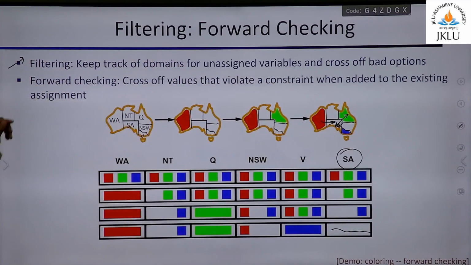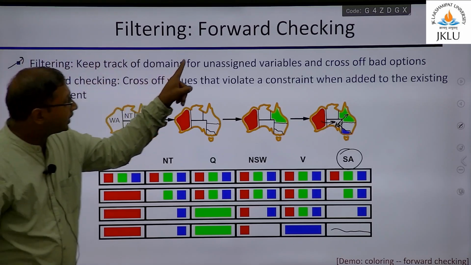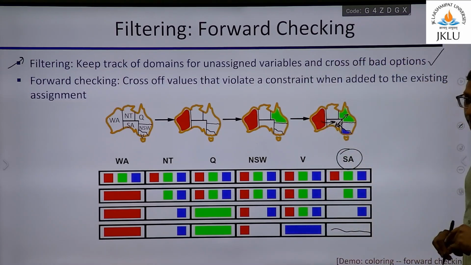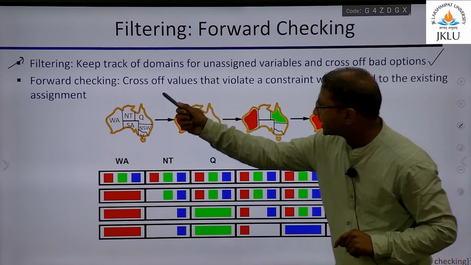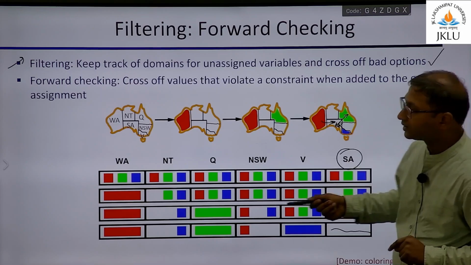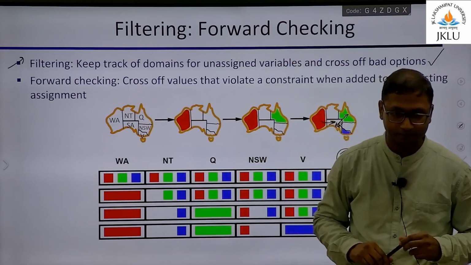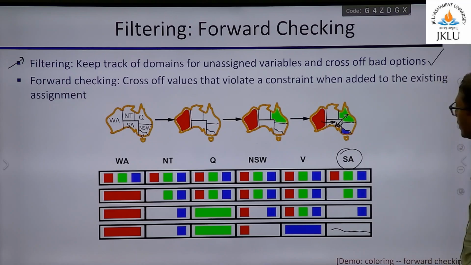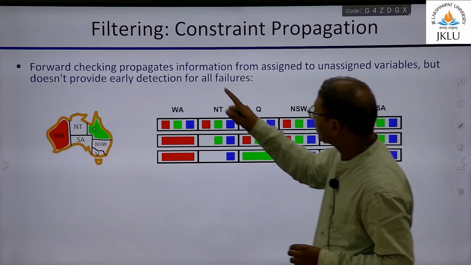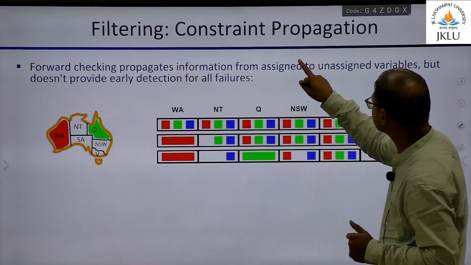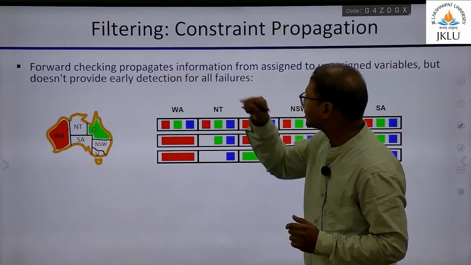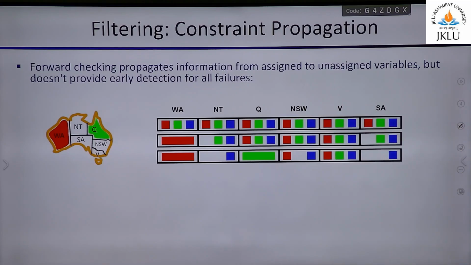Okay? Filtering: keep track of domains for unassigned variables and cross off bad options. This is what we have done. Forward checking: cross off values that violate a constraint when added to the existing assignment. Okay? Let us go next and talk about this. Forward checking propagates information from assigned to unassigned variables but doesn't provide early detection for all failures.